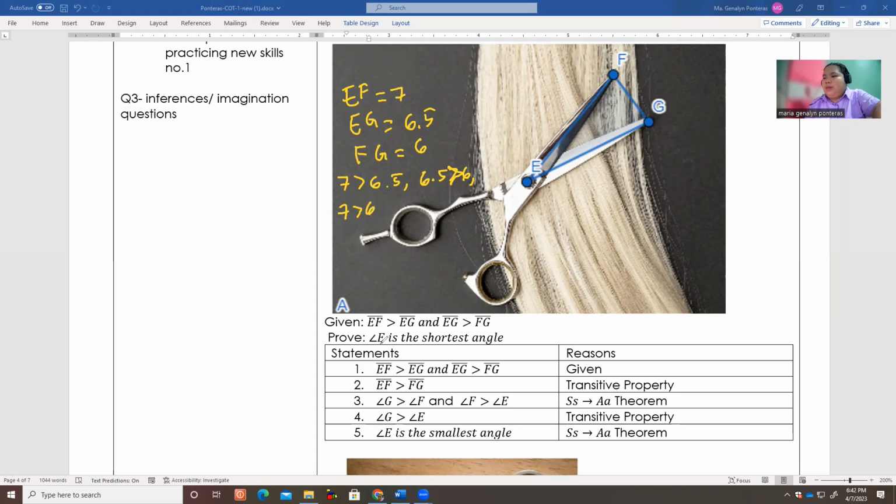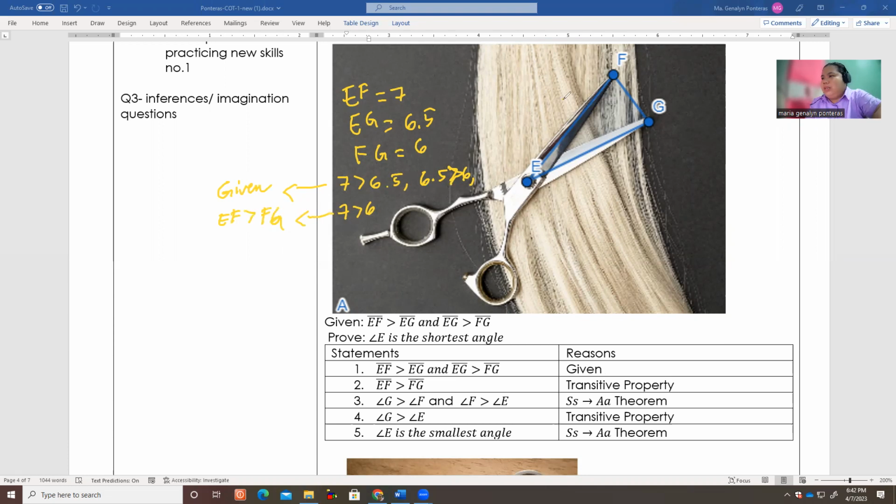So from here, EF is the largest. So EF is greater than EG and EG is greater than FG. Ito yung given natin. So now our first statement that's given, then we can say that from the two relations na binanggit natin, we can say that EF is greater than FG.